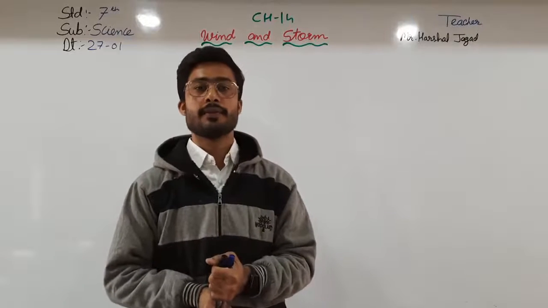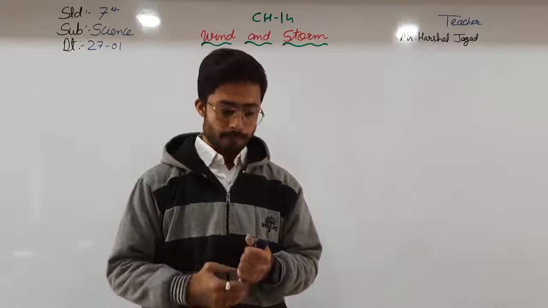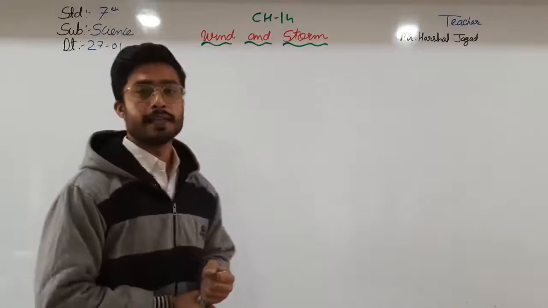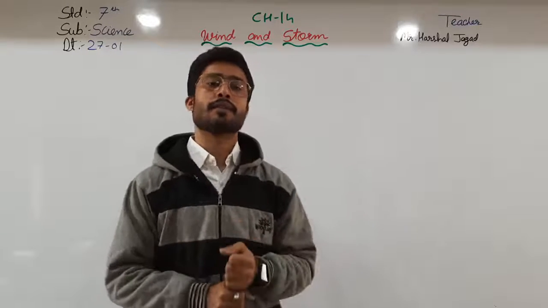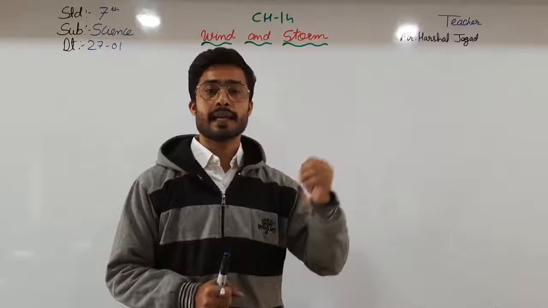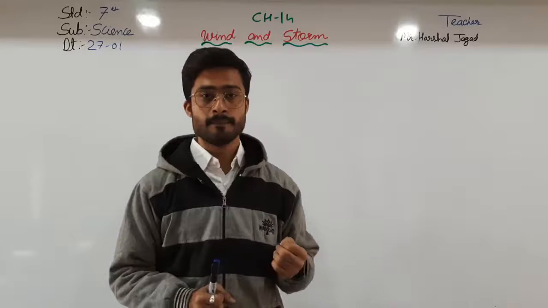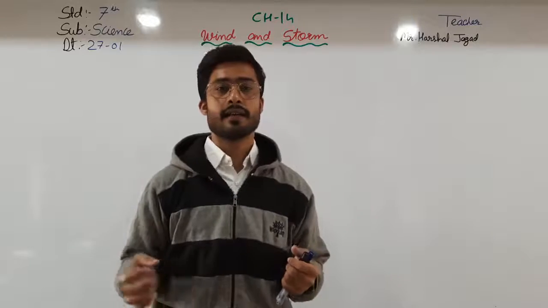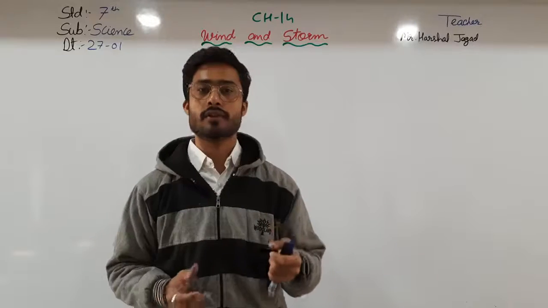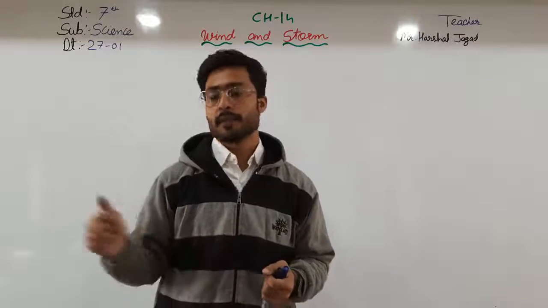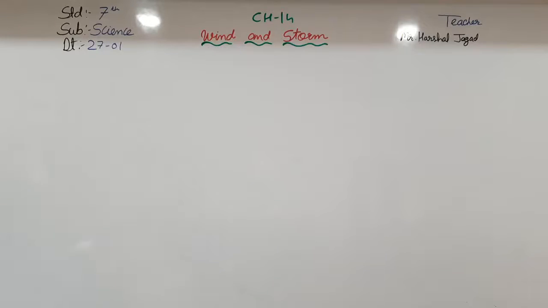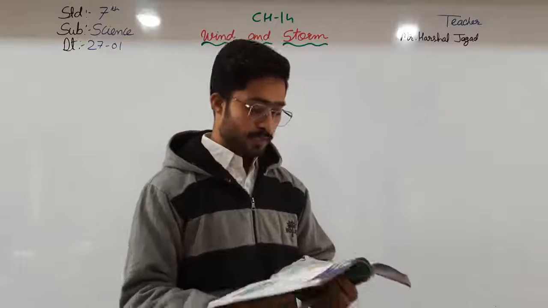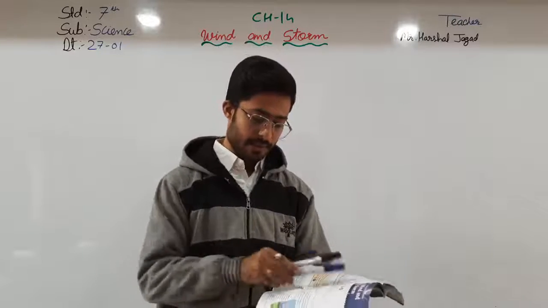In the previous video, we just completed our previous chapter, and now in this video, we will start a new chapter, chapter number 14, Wind and Storm. First of all, what is wind? Moving air is called wind. As we have seen in the open ground, if we are standing, the wind is coming. Sometimes it is hot and sometimes it is cold. It is given on page number 169, wind and storm. Moving air in the atmosphere is called wind.